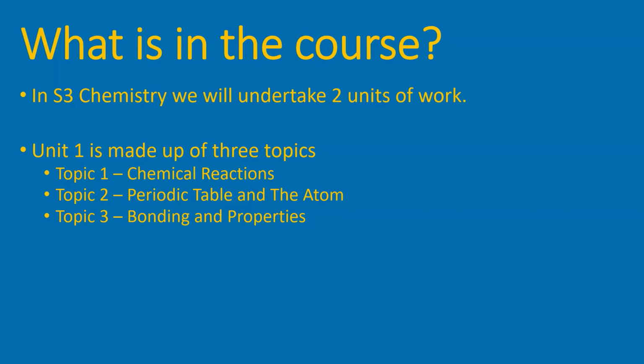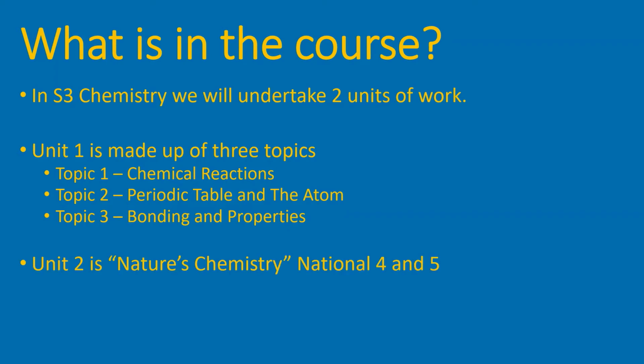So once we finish Unit 1, we move on to Unit 2. Unit 2 would take place, as I've said already, around about sort of Christmas time, January time normally. Obviously we'll have to see how things go this year in terms of timing. But Unit 2 for the course in chemistry is actually the unit Nature's Chemistry, which is found in the National 4 and National 5 course.